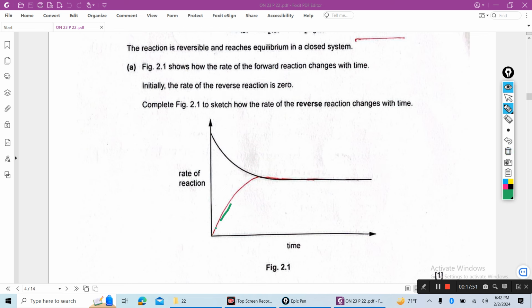Here the forward reaction is decreasing, the rate of reverse reaction is increasing. At this point, both rates of reaction become the same. This meeting point is known as dynamic equilibrium.